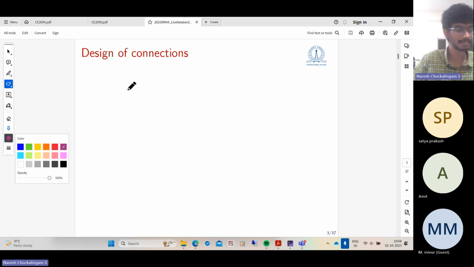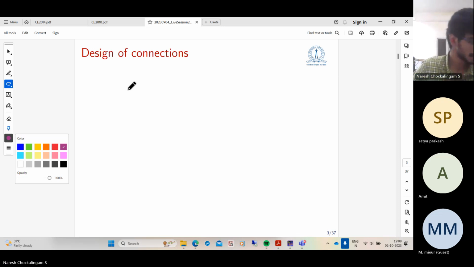So why do we need connections in a steel structure? Because standard sections, rolled sections, come in certain shapes and sizes. The length of a beam is not indefinite. We have standard sections that are several meters long. Similarly, you may have to connect beams to columns which are in two different directions. So these connections have to be typically assembled on the site.